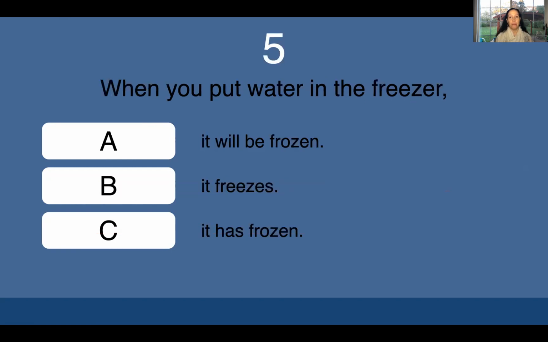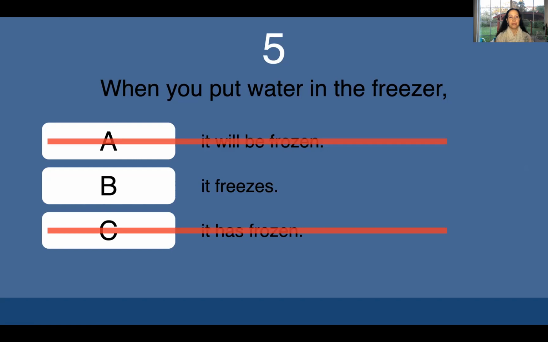When you put water in the freezer, it will be frozen, it freezes, it has frozen. So is this the if clause, the when clause, or the main clause? This is the when clause, which can be replaced with the if clause. Okay, you can say when or if. When you put water in the freezer, it freezes. Which is the answer? It freezes. Did you get it? Congratulations if you did.